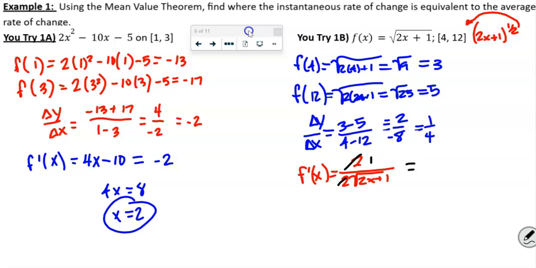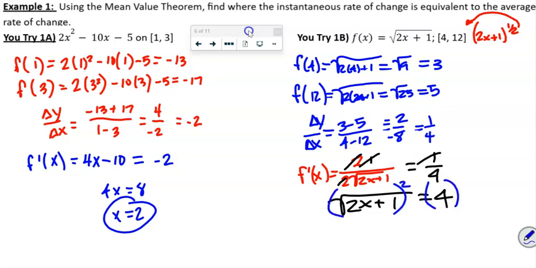Now we're going to set that equal to our 1/4 again. So notice again, these cancel out. So all we have to do is the square root of 2x plus 1 equals 4. This time we're going to square both sides. We're going to square this. We're going to square this. So that's going to give us 2x plus 1 equals 16. Subtract 1 from both sides. So that's 2x equals 15. Divide both sides by 2. So x here is going to be equal to 7.5, right? 7.5.